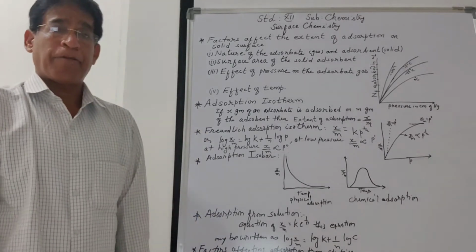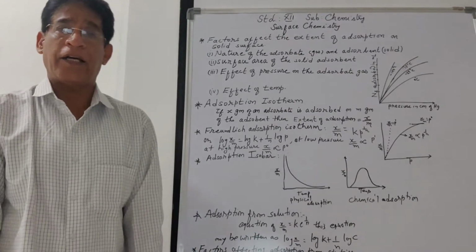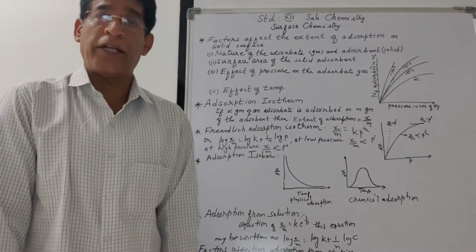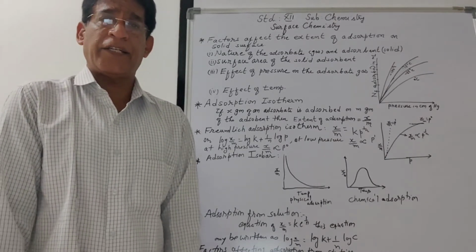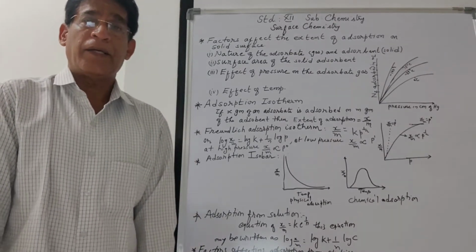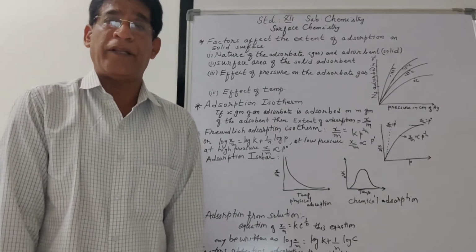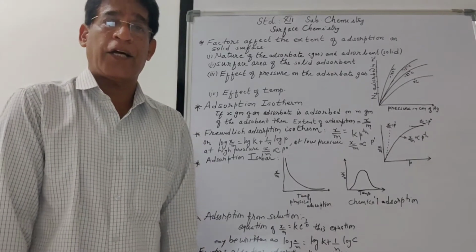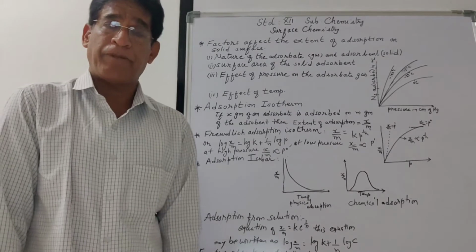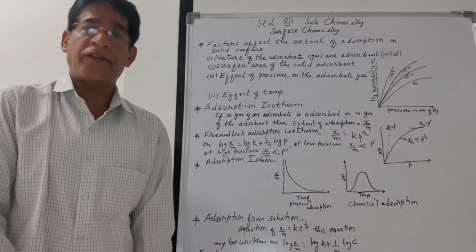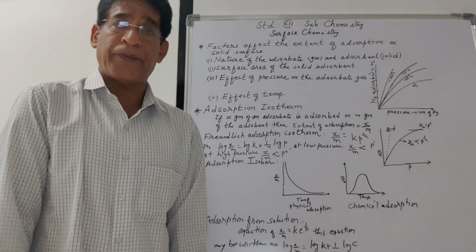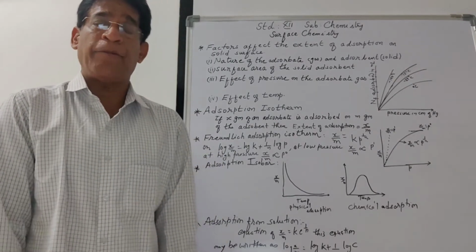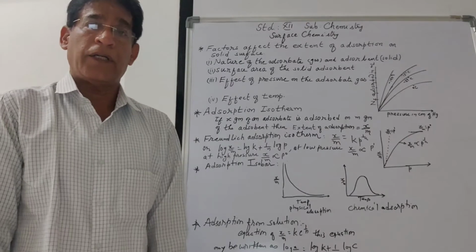Second factor, surface area of the solid adsorbent. The extent of adsorption depends directly upon the surface area of the adsorbent. Means, the larger the surface area of the adsorbent, the greater is the extent of adsorption.